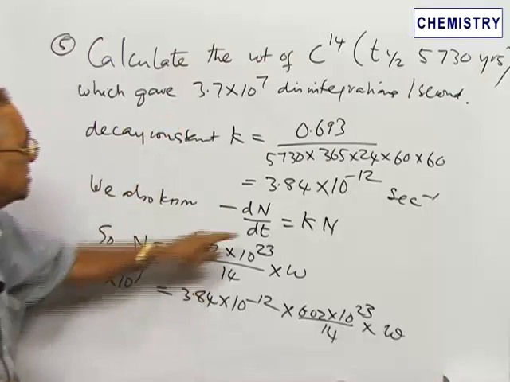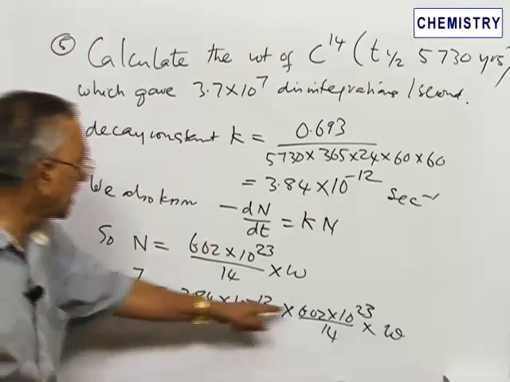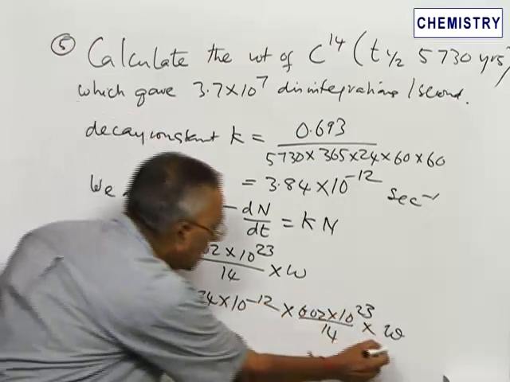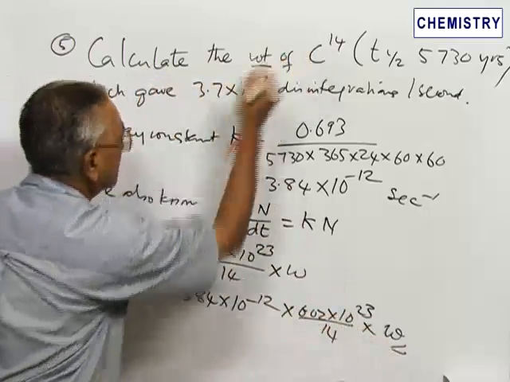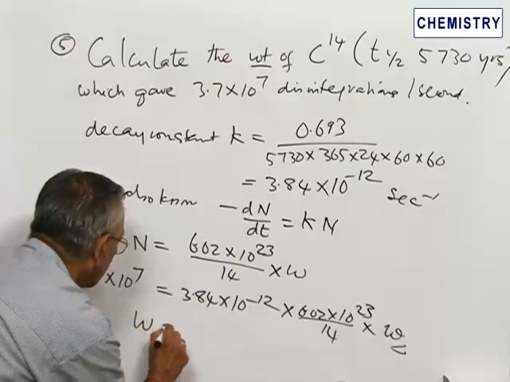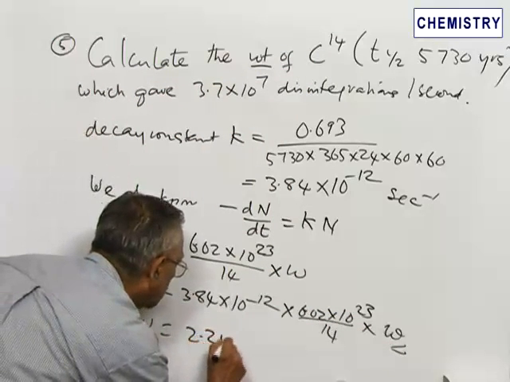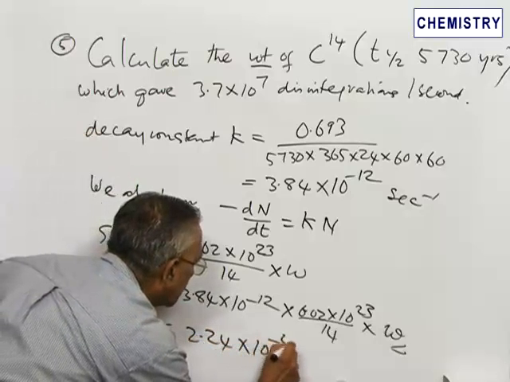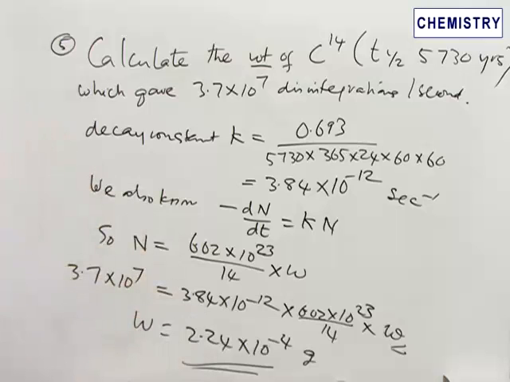This is equal to K times N, which we have arrived at by means of this calculation from the decay constant. And the other values are all substituted. The only unknown value is W. That is actually what is asked for: calculate the weight of carbon 14. Therefore, this weight on simplification works out to be 2.24 into 10 to the power of minus 4 grams. So, this is actually the answer for this particular question.